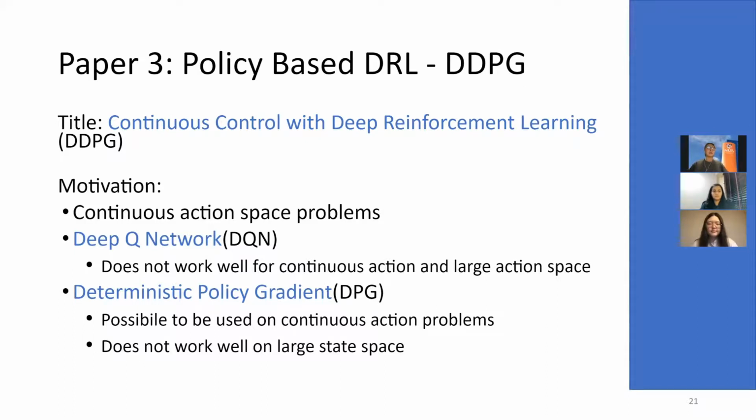And spatial complexity also grows exponentially with action space dimension. DPG proved to be working for continuous action problems, but it does not work well on large state space because DPG uses a linear function rather than neural network to approximate the value of actions. Only after DQN came out, people then realized that neural networks can be used to approximate the critic for actions.